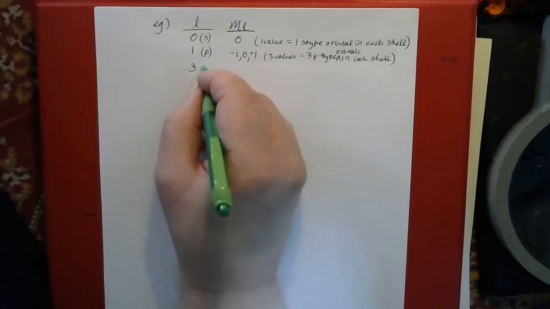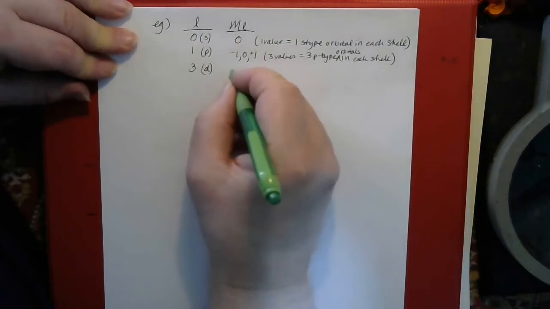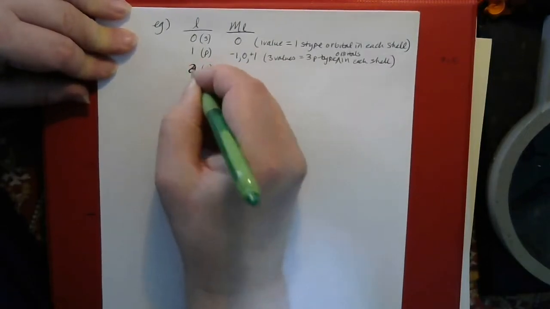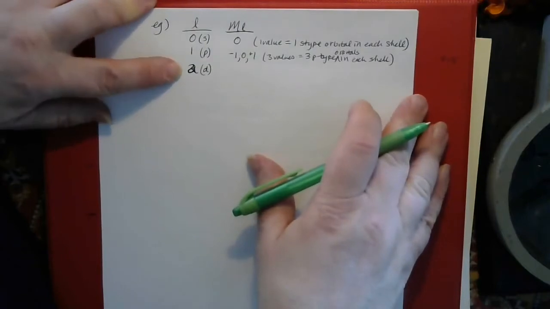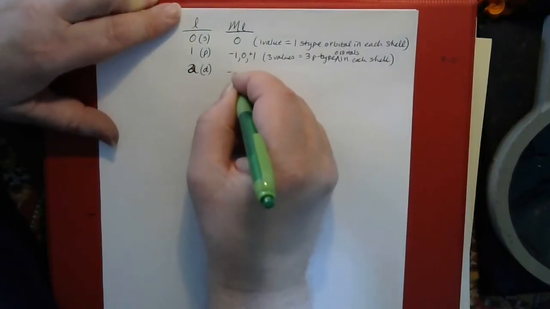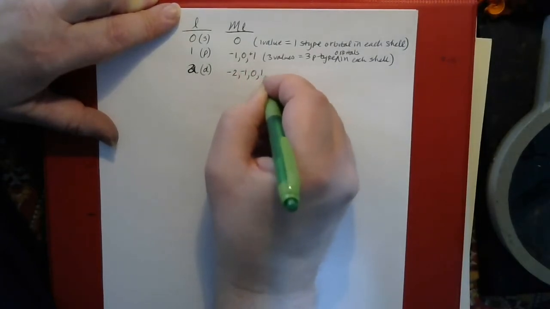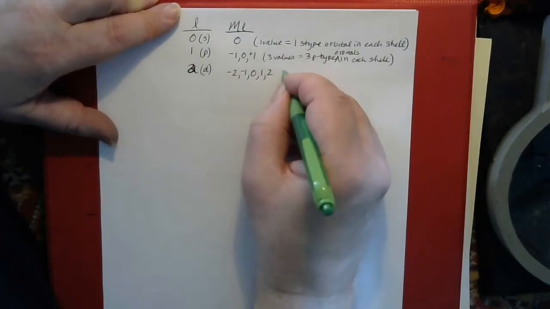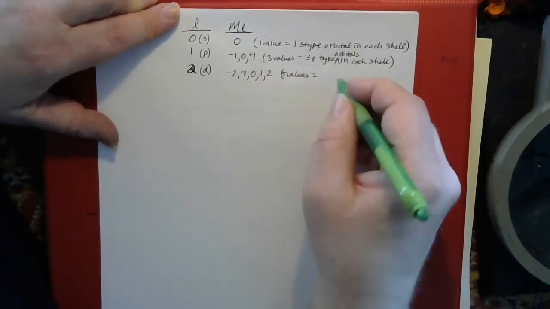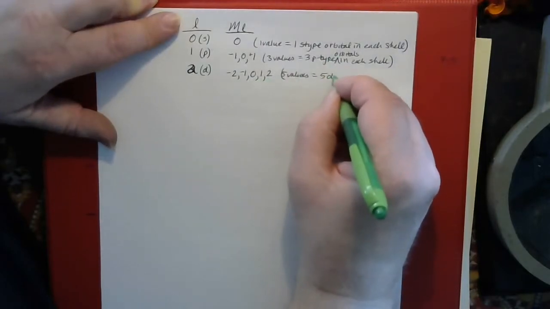If L is 2, in other words, a d-type orbital, then the possible values for m sub L would be negative 2, negative 1, 0, 1, or 2. And that's 5 values, 1, 2, 3, 4, 5. And that's because there are 5 d-type orbitals.